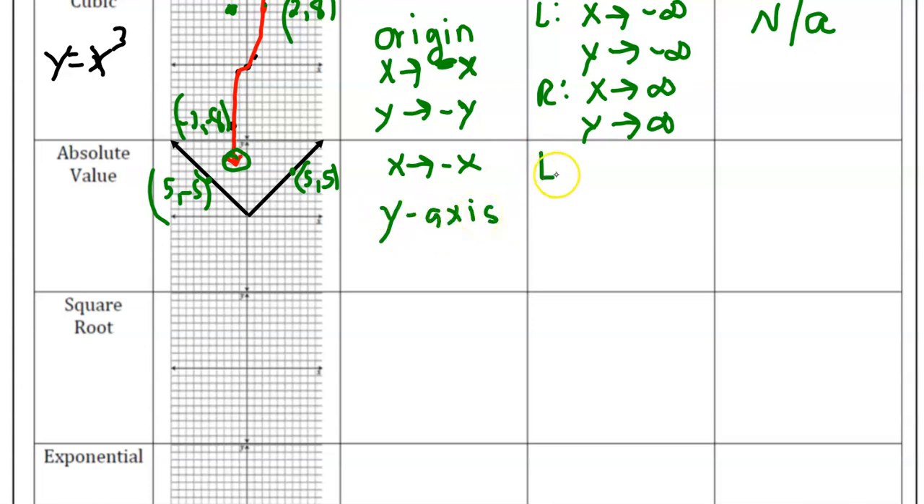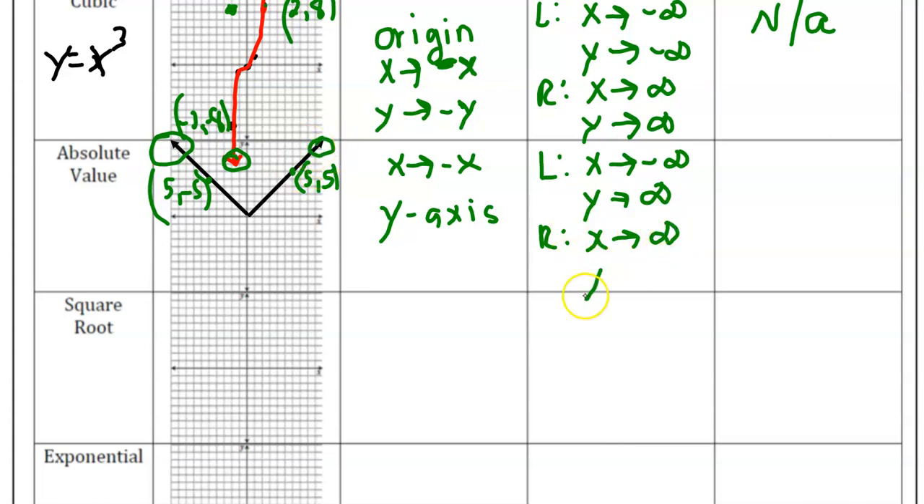So on the left side, which again means x is going towards negative infinity, that never changes, then y is going up, isn't it? It's going towards the ceiling, so y is going towards positive infinity. On the right side, that means x is approaching positive infinity, and y is also going up over here, isn't it? So y is approaching positive infinity. This one here would have a minimum at 0, 0. So my minimum value would be 0.